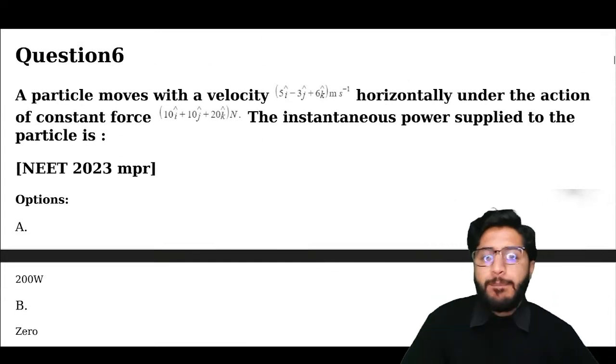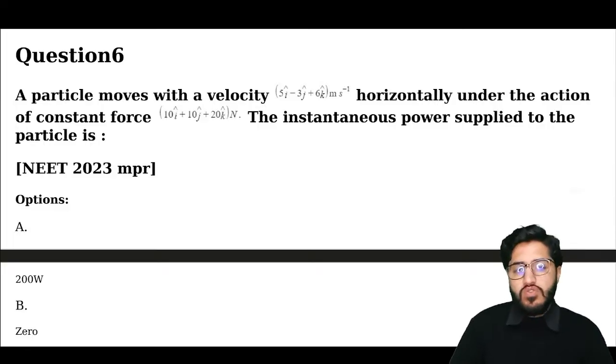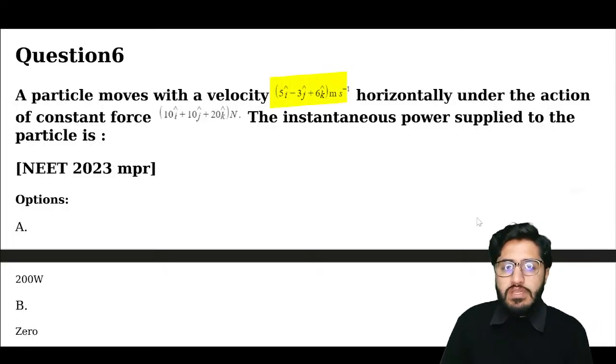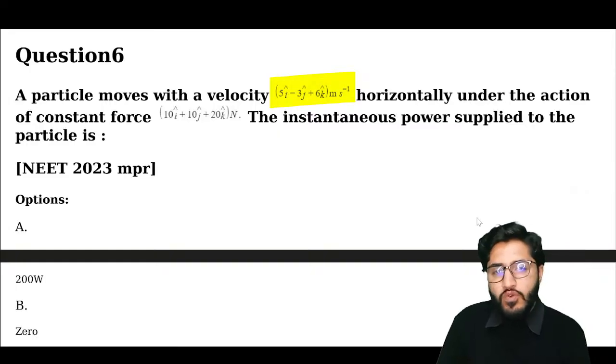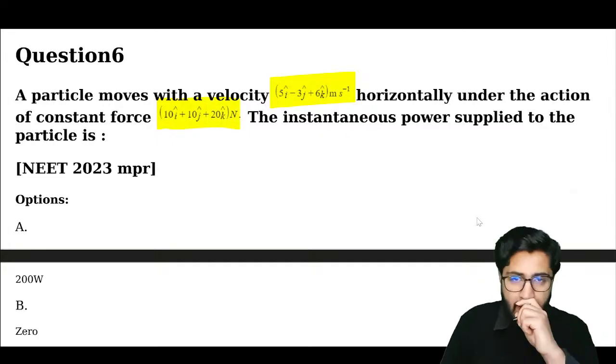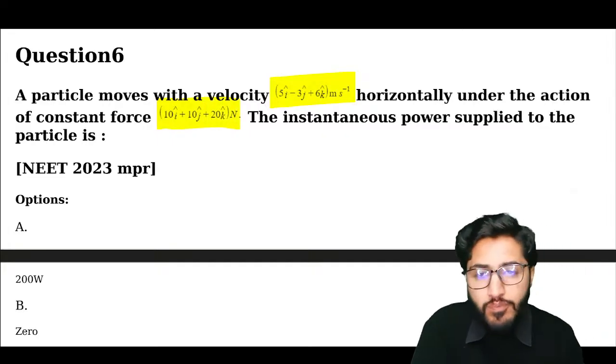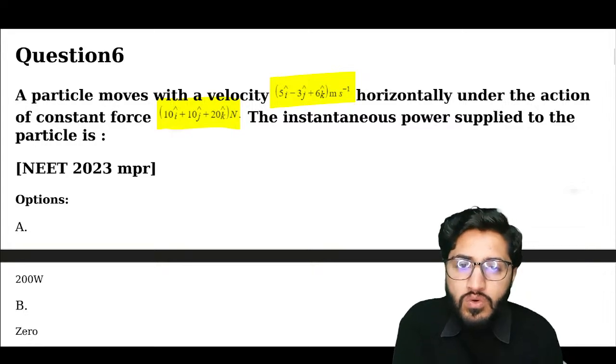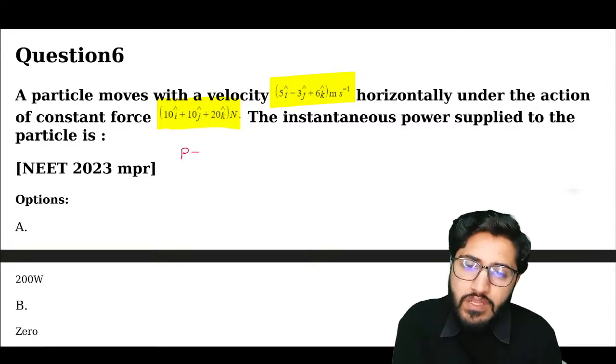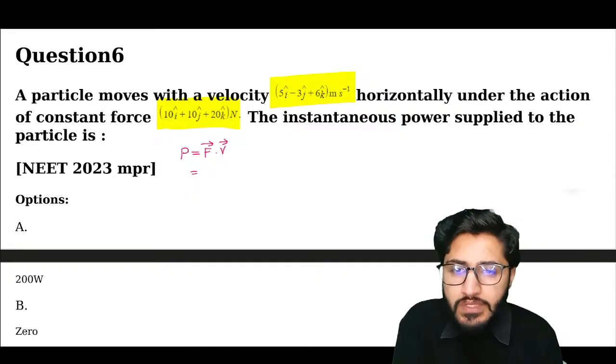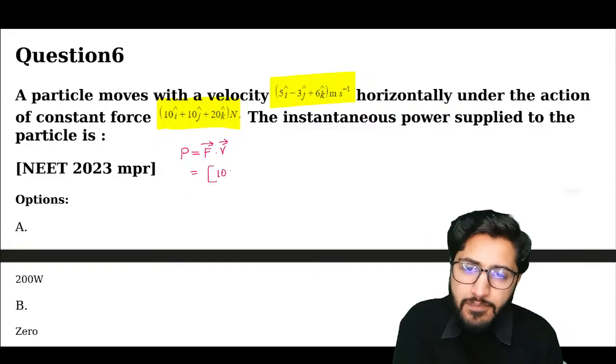Next question. A particle moves with velocity. So velocity is given to me. This is velocity. Okay, in vector form, under the action of constant force, and force is also given to me. This is force. So we have to find out power. So what is power now? Sir, power is equals to F dot V. Force is given to me now. What is force? Force is 10 i cap plus 10 j cap plus 20 k cap.